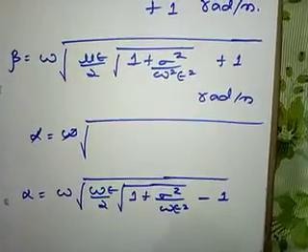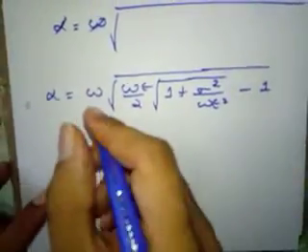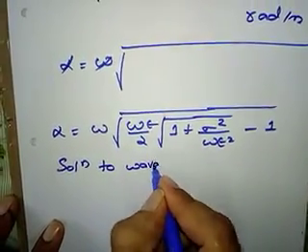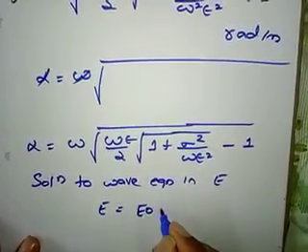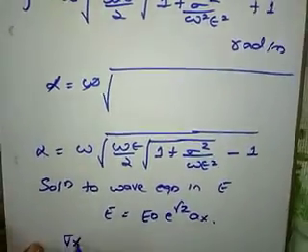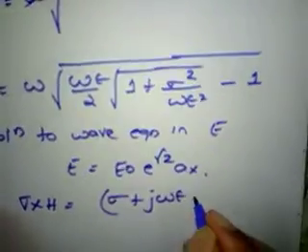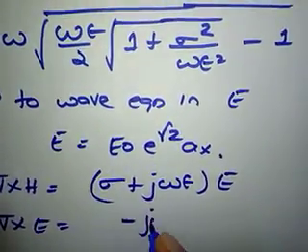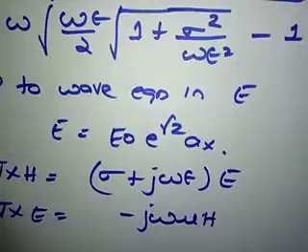Next we have to find the equation for eta, that is the intrinsic impedance. The solution to the wave equation in E is taken as E is equal to E naught e raised to minus gamma z ax. We have the identities: del cross H is given by sigma plus j omega epsilon into E, and del cross E is given by minus j omega mu H. These are the identities for curl of H and curl of E.